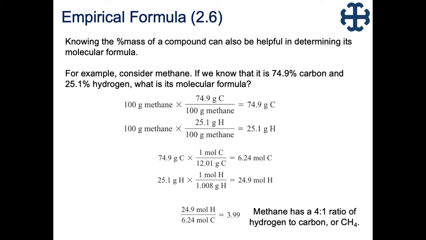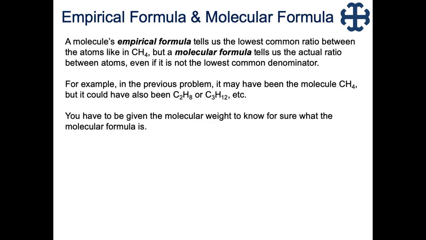Then our final step is putting those two over each other. I would always recommend putting the bigger number on top, smaller number on the bottom. That way you always end up with whole numbers, and we should get a ratio of 4 to 1. So for every carbon that we have, there are 4 hydrogens, and that is our empirical formula.